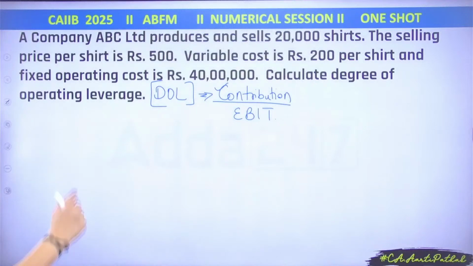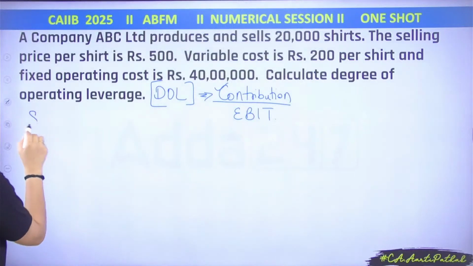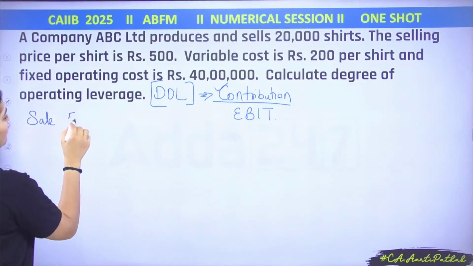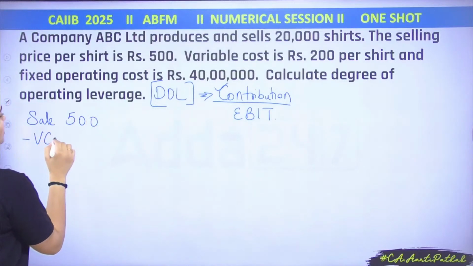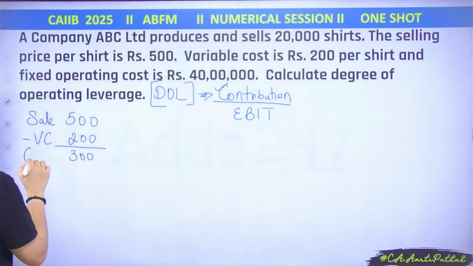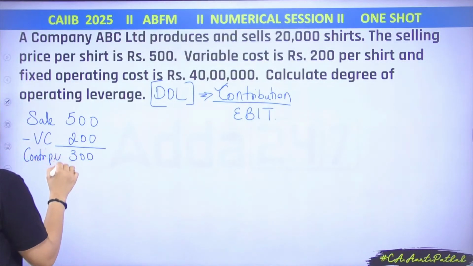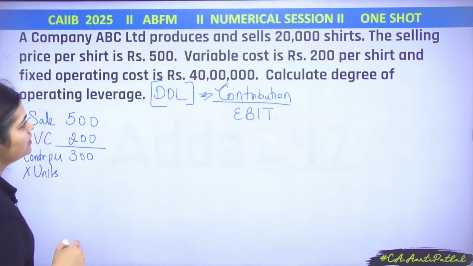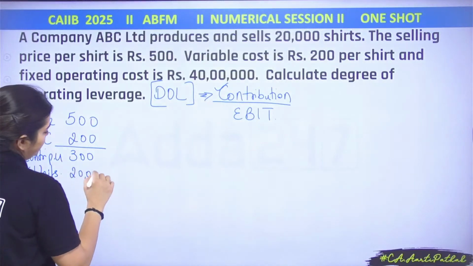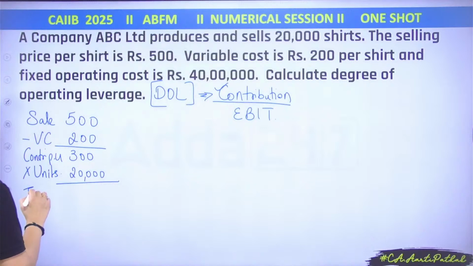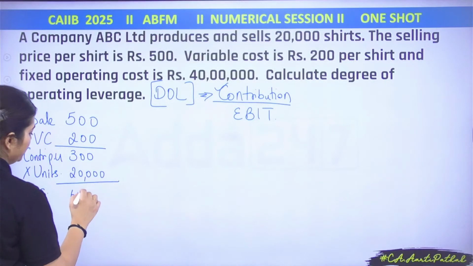So how to calculate the contribution? You need to take sell price per unit 500, variable cost 200. So this will give me 300 contribution per unit. Now if I multiply with the number of units, so how many units sold during the time period? That is 20,000. So 300 into 20,000. So your total contribution is equal to 60 lakhs.